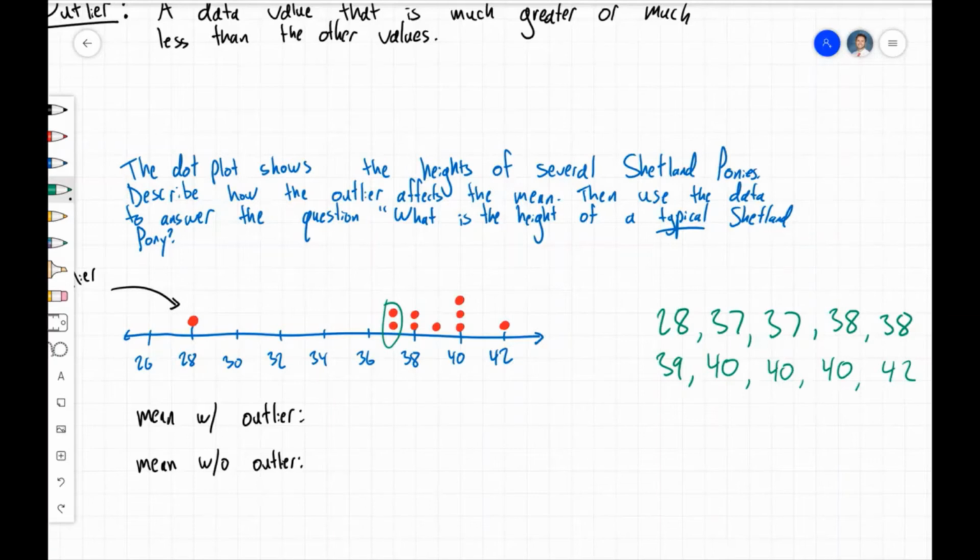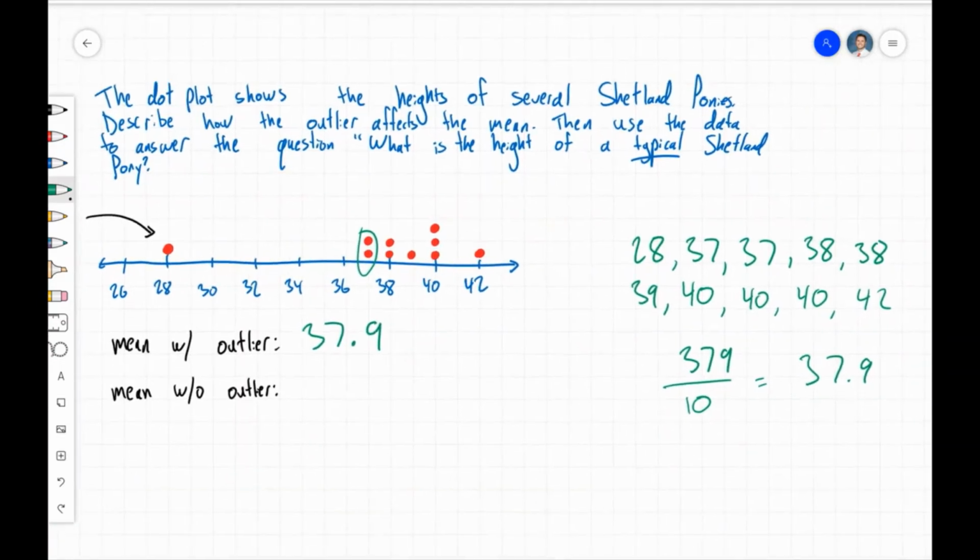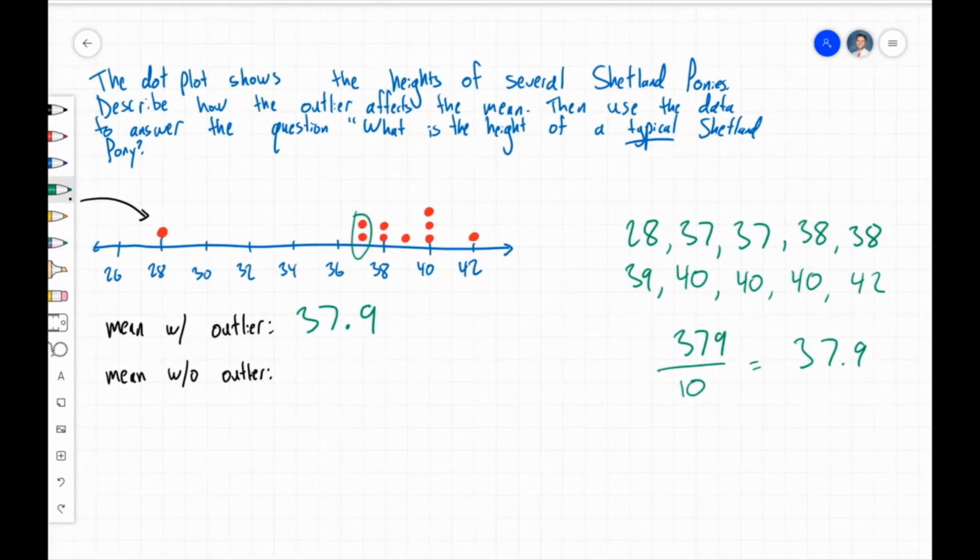When we add all of these together, we get 379. If we divide 379 by 10, we get 37.9. So our average height for our Shetland ponies, when we include the outlier, is 37.9. Now, if we were to calculate this without the outlier, we will get a different result. This time, we won't include that 28. So we would take the 37, 37, 38, 38, 39, 40, 40, 40, 42, add all of those together, and then divide by 9 since we're only including 9 values here.